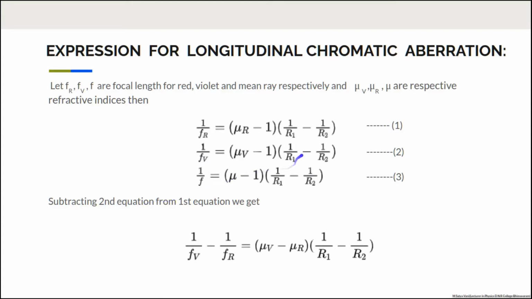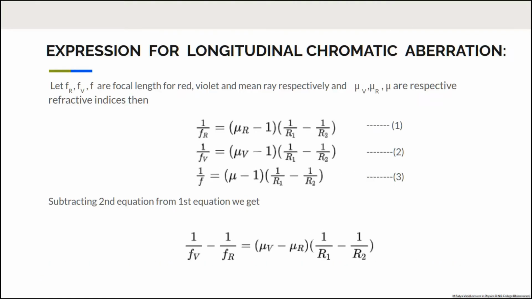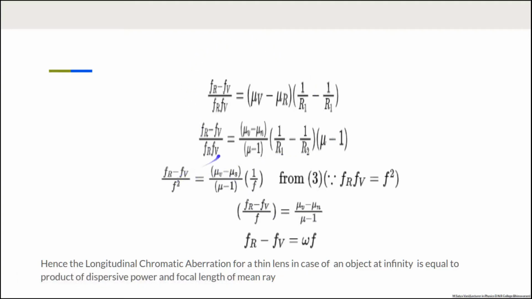For this purpose, subtract equation 2 from 1, we get 1 by FR minus 1 by FV is equal to mu V minus mu R into 1 by R1 minus 1 by R2. Next, by solving these equations, we get FV minus FR by FR FV is equal to mu V minus mu R by mu minus 1 into 1 by R1 minus 1 by R2.